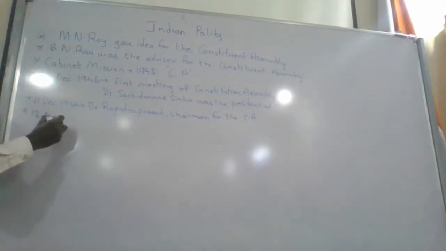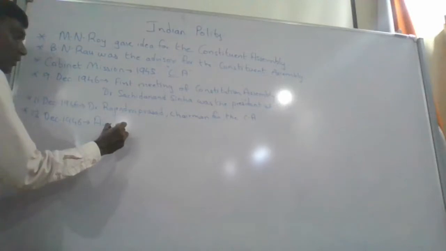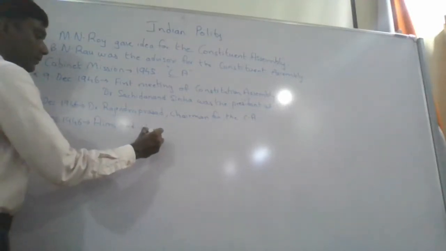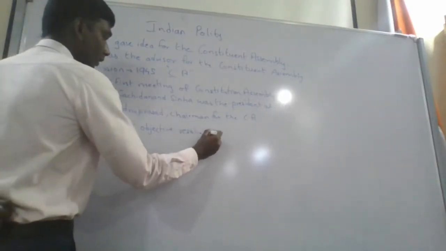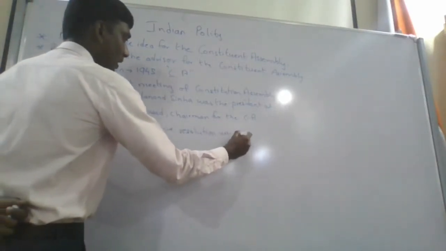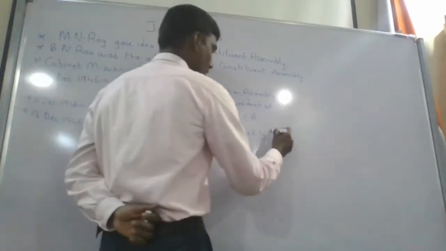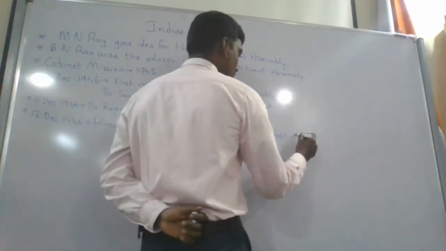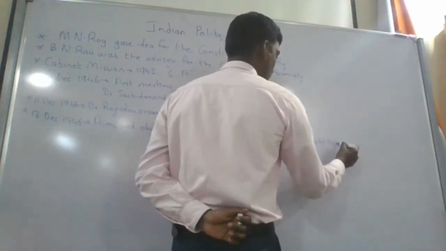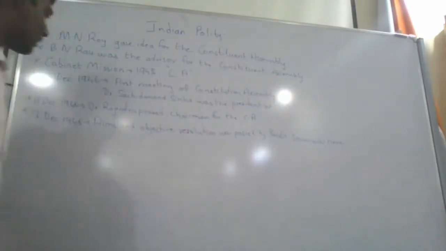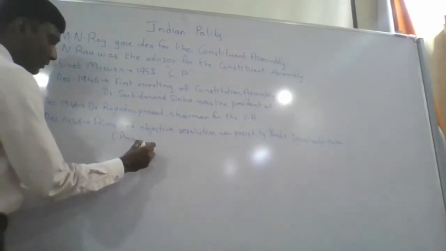Next, 13th of December 1946, Aims and Objective Resolution was passed by Pandit Jawaharlal Nehru. Expected question. Pandit Jawaharlal Nehru. And you can write in bracket, this is today's preamble.